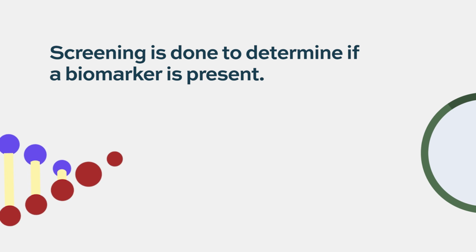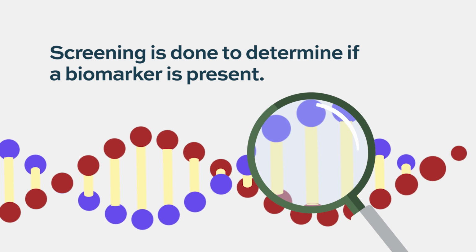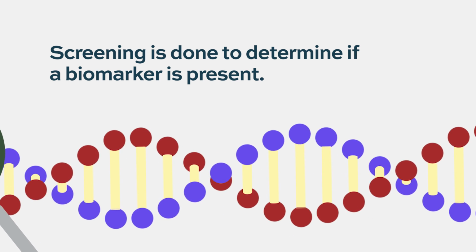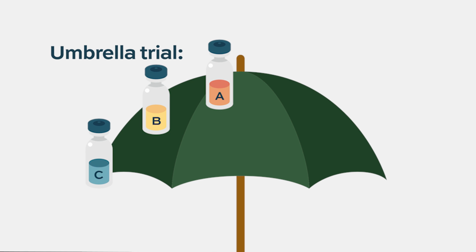So there's usually some form of screening, whether it's genomic sequencing or looking specifically for expression of that biomarker. And then the treatment that the patient receives is determined by that. They'll get drug A, B, or C, depending on what their biomarker expression is. And there's a couple of big trials that are underway that are testing that concept.